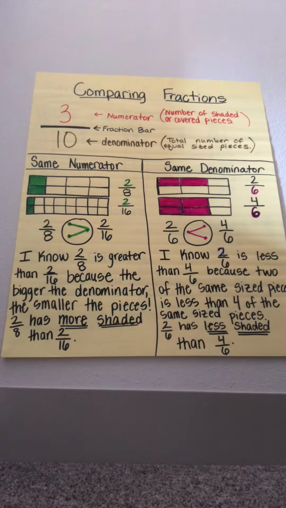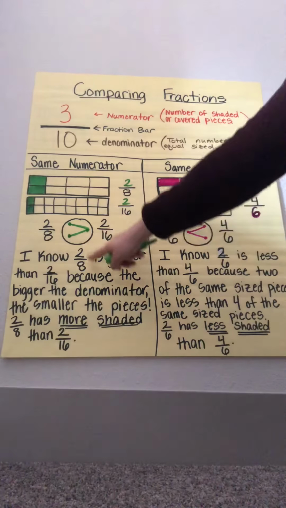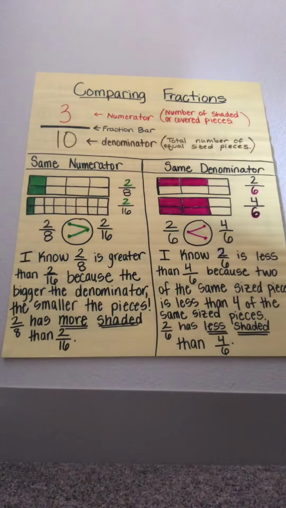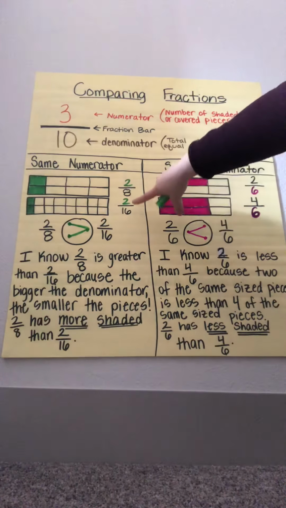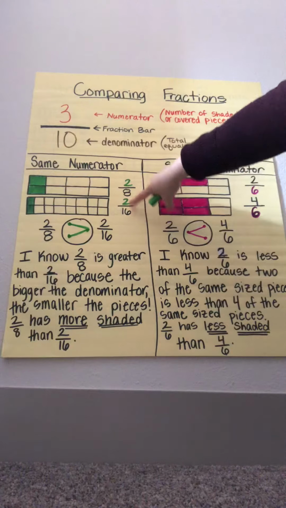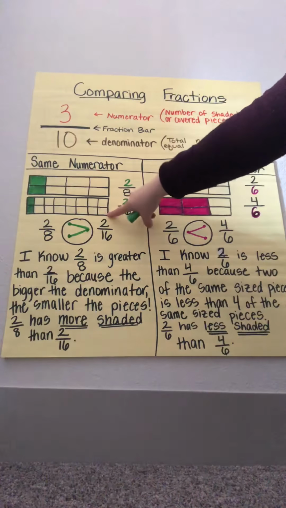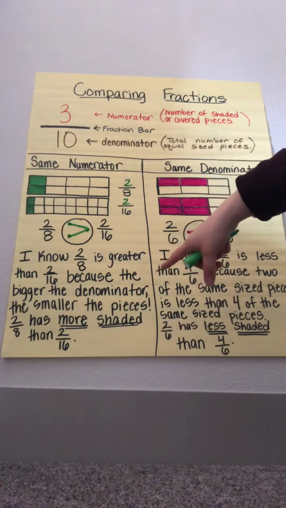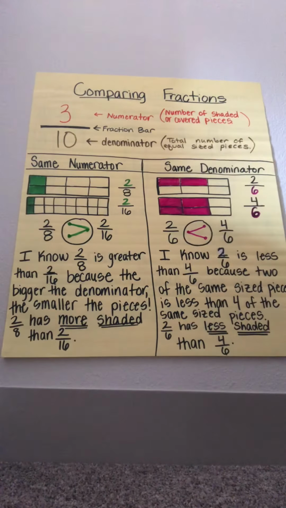Here's how we explain how you know. So we always start with I know. I know 2/8 is greater than 2/16, because the bigger the denominator, the smaller the pieces. Notice 16 is a bigger denominator than 8, so it has smaller sized pieces than 8ths. So 2/8 has more shaded than 2/16.